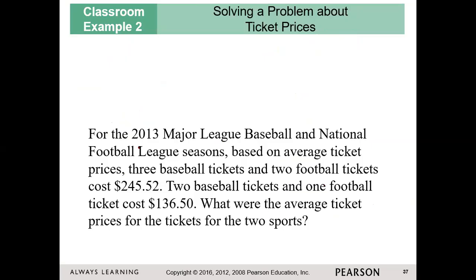All right, so let's take a look at this one. It says for the 2013 Major League Baseball and National Football League seasons, based on average ticket prices, 3 baseball tickets and 2 football tickets cost $245.52. And also 2 baseball tickets and 1 football ticket cost $136.50. What were the average ticket prices for the tickets of the 2 sports?